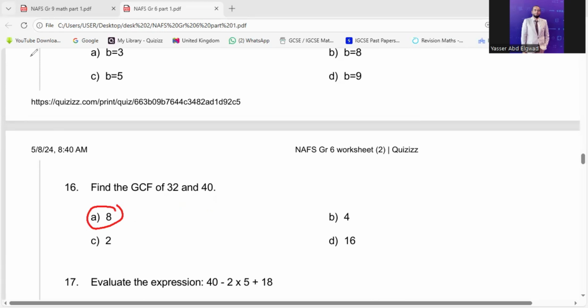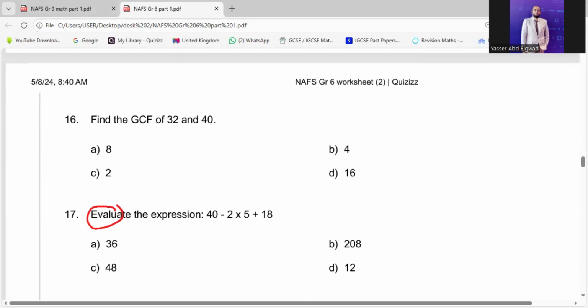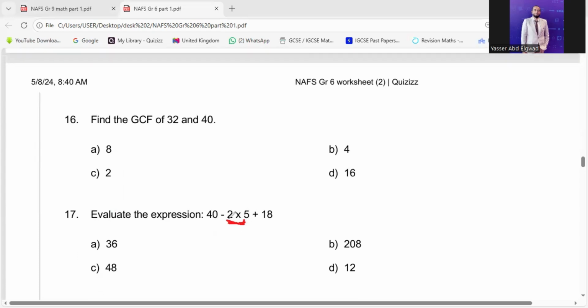Evaluate the next question, 17. Evaluate the expression. You know the order of operations. We do the multiply before subtract and addition. 40 minus 10 plus 18.